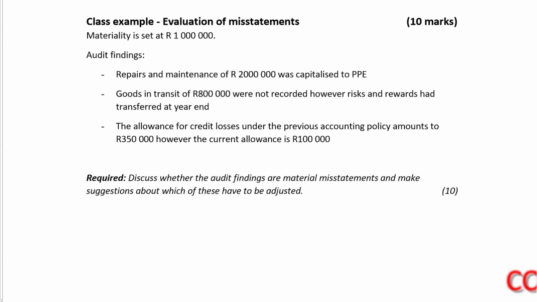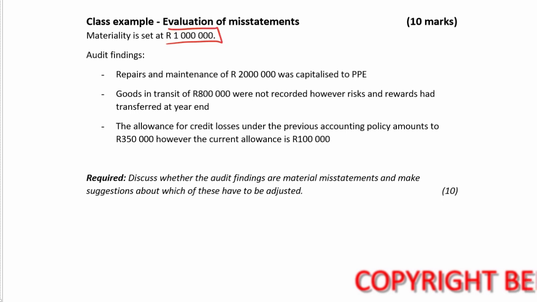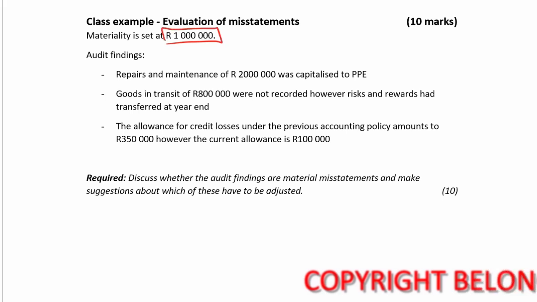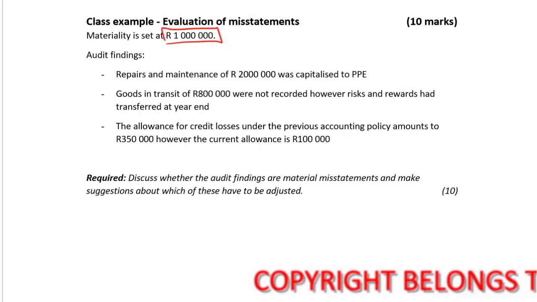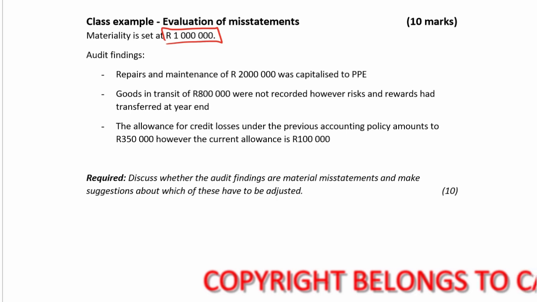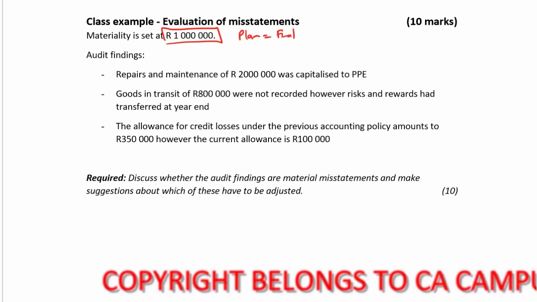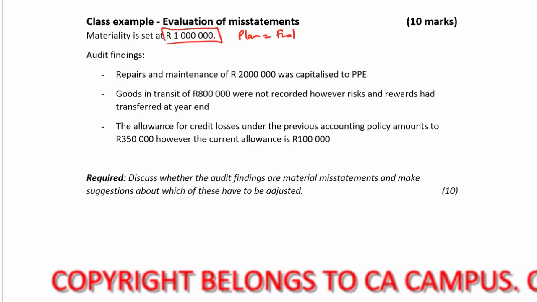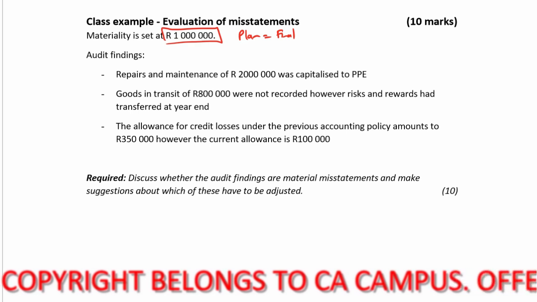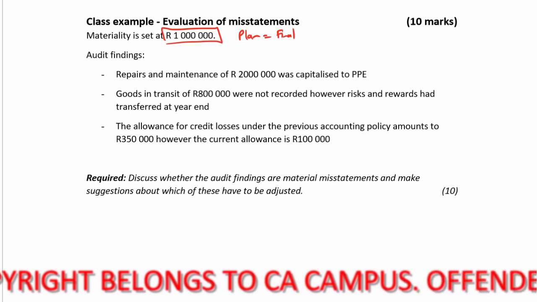Class example, evaluation of misstatements. Materiality is set at 1 million. So guys, you're going to consider this as planning or final unless you get told otherwise. So you're going to say planning equals final. Audit findings. Repairs and maintenance of 2 million was capitalized to PPE.